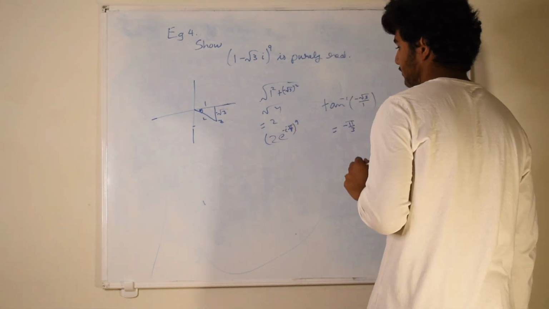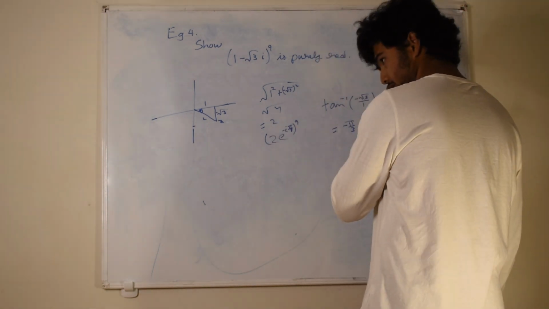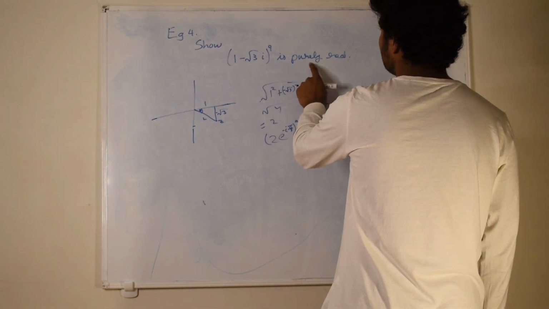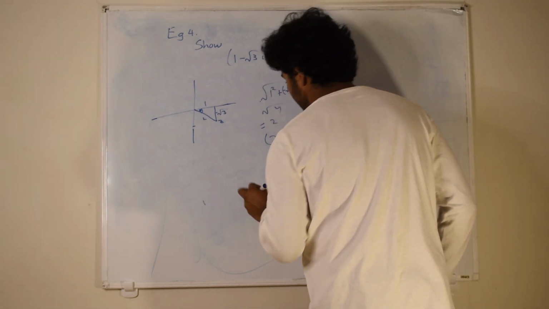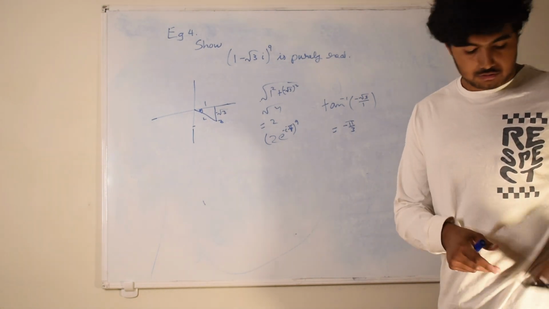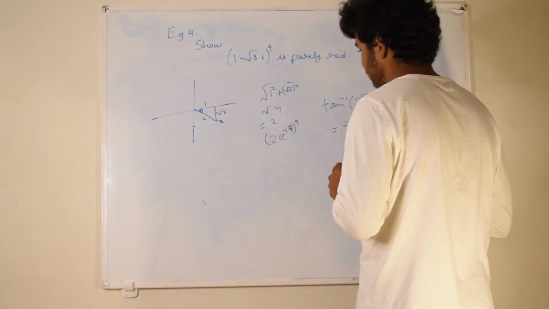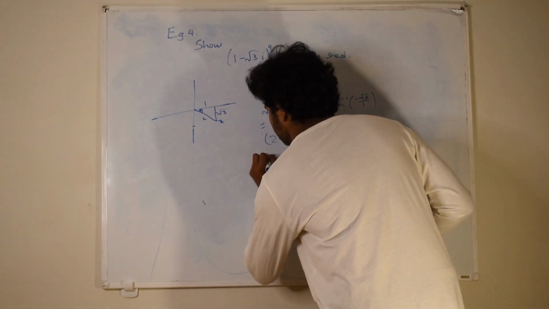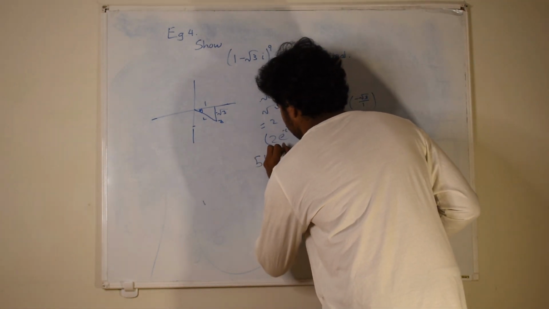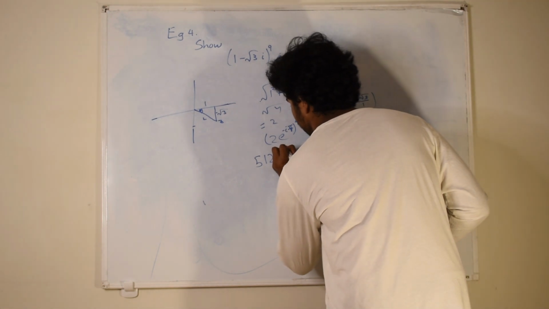Now that we know it's to the power of 9, this is where the tricky part comes. Show that it's purely real. 2 to the power of 9 gives me 512. So we have 512 e to the negative I, 9 upon 3 is 3 pi.